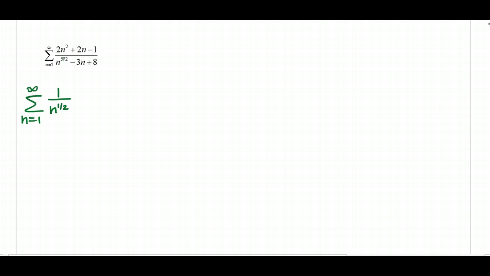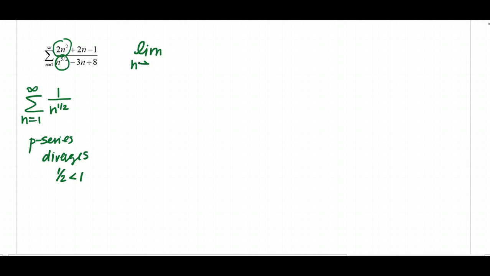So in the denominator here, I have n to the 5 over 2 being the dominating term, and in the numerator, I have 2n squared being the dominating term. So I'm choosing to compare it to this p series, 1 over n to the 1/2, as that is the difference between these exponents. So 2 and this is 2.5, so the difference between those is 1/2. And I want to compare it to this p series because I know that this p series diverges because 1/2 is less than 1. And you're going to see how this is nicely going to work out when I set up the limit required.